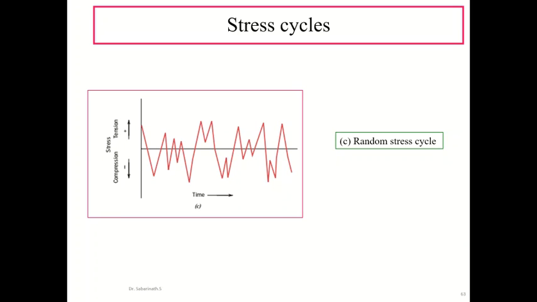The third stress-time mode is a random stress cycle. In this random stress cycle, the stress level is random in its amplitude. So there is no particular cycle, and the stress level will be random.